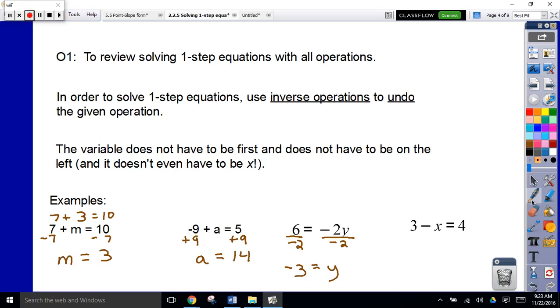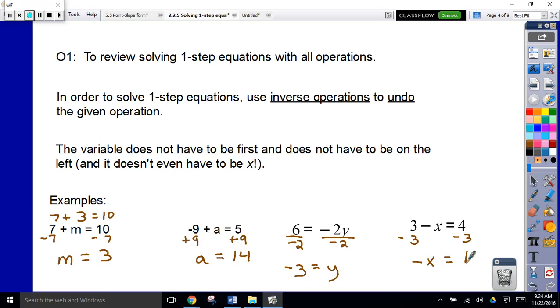Okay, next example. Spencer, I have 3 minus x equals 4. I need to get rid of the 3. How would I get rid of the 3? Subtract 3 from both sides. So I have -3 minus 3. I end up with, this one's a little bit tricky. I have a negative sign in front of the x. So I end up with -x equals 1.